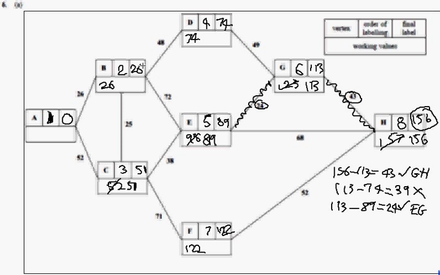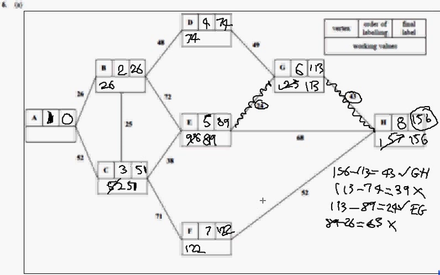So 89 minus 26, we're looking for 72. 89 minus 26 equals 63. Oh, that's not going to work. 63. No, we can forget about that. Let's go for this one then.